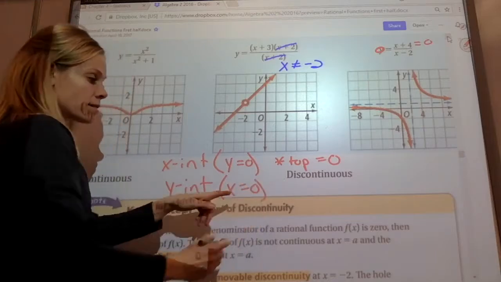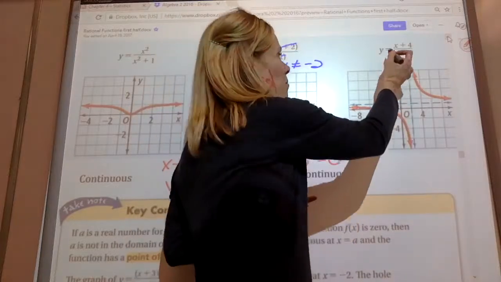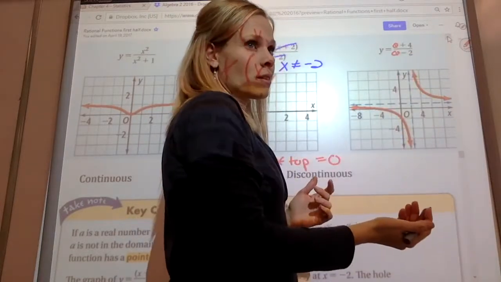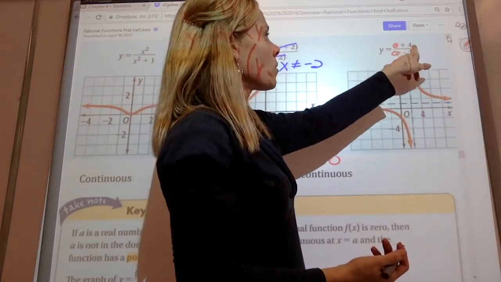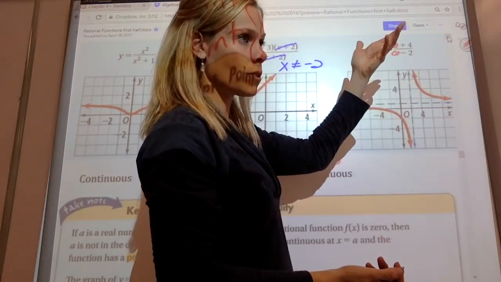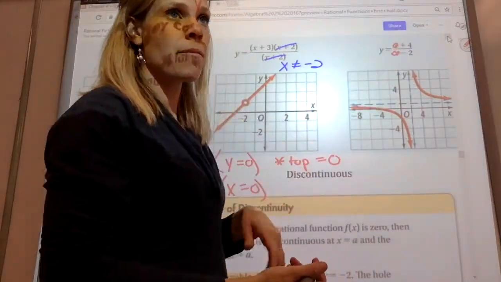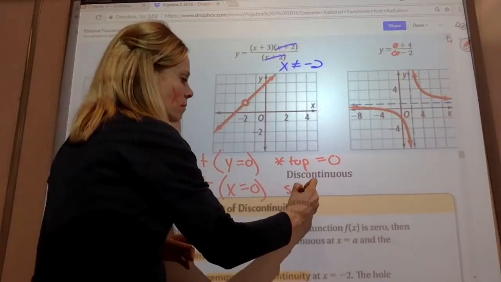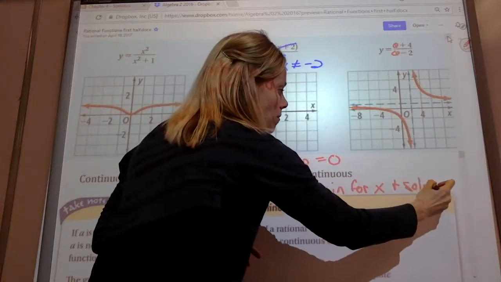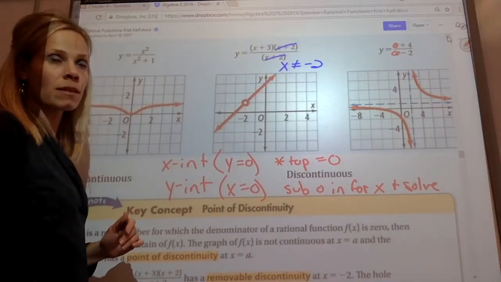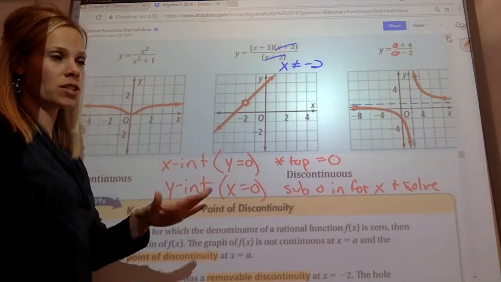Y-intercepts are when x is 0. So that's just kind of an algebra 1 problem. Put 0 in for x and solve it. 0 plus 4 is 4. 0 minus 2 is negative 2. 4 divided by negative 2 then is negative 2. So my y-intercept in this case would be negative 2. Okay? So you're just going to sub 0 in for x and solve is what you're going to do. Okay? So we're going to take all that information for each function.